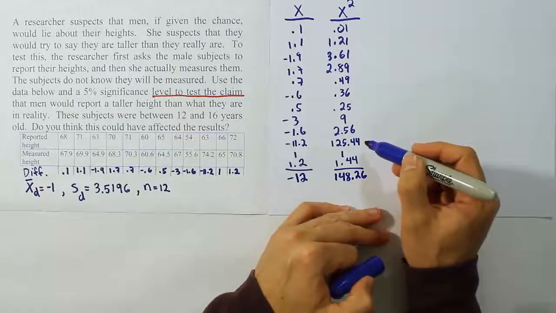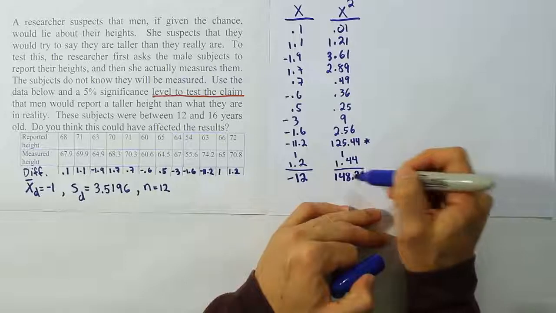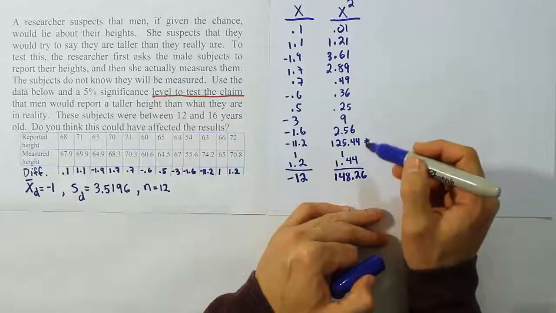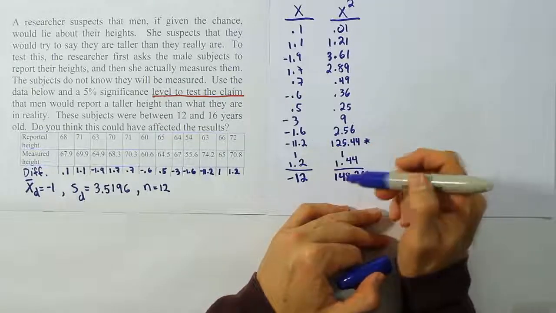148.26. You can see this value here has a disproportionate effect, right? It's such a large chunk of this x squared quantity. So again, when we spoke about this at the end of the video, this number may be an outlier. It may be an accident, a mistake in the recording of the data. But either way, there it is.